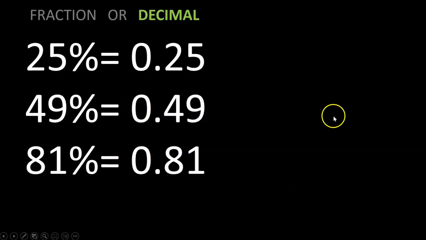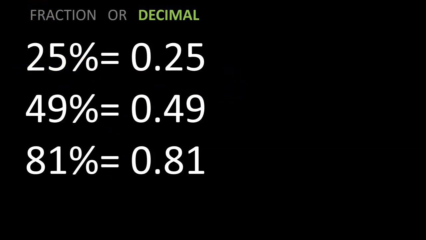Now let's take a look at some patterns here. 25% works out to 0.25. 49% works out to 0.49. 81% is 0.81. So what's the pattern here? Can you see the pattern? Math is all about finding patterns. Notice how each time you take the original number and you simply move the decimal places over to the left.